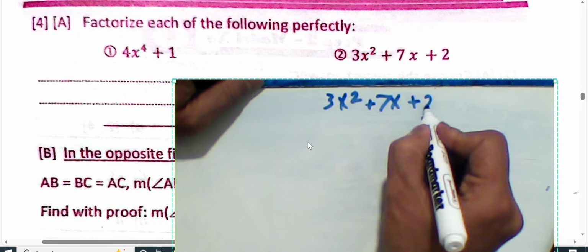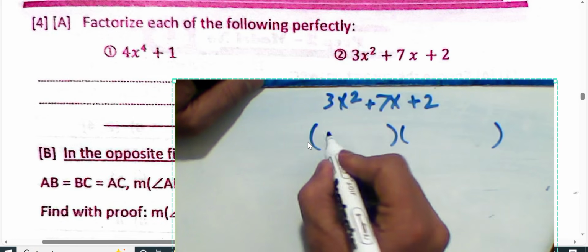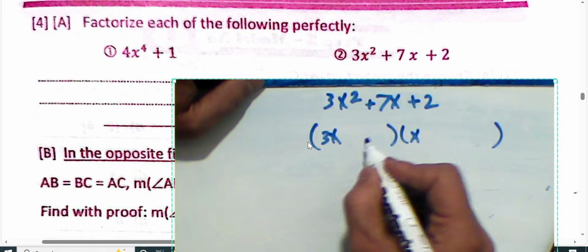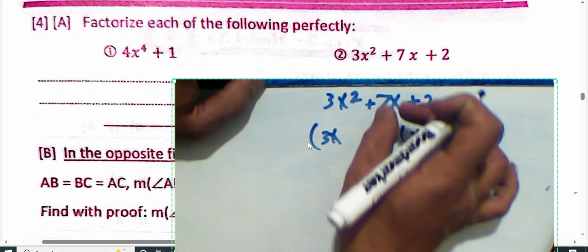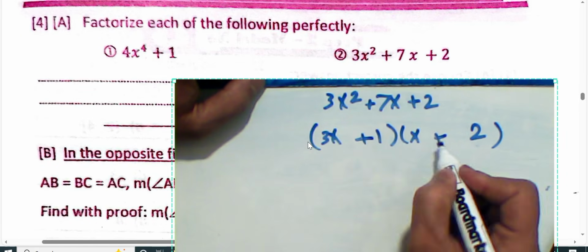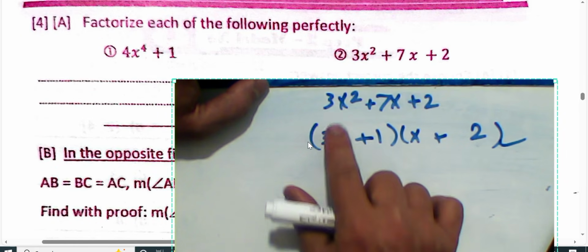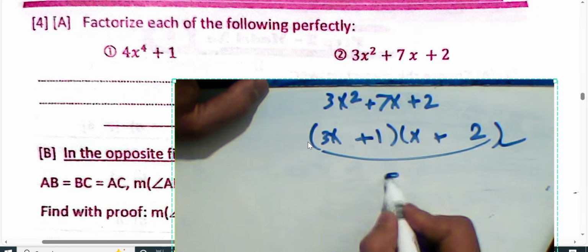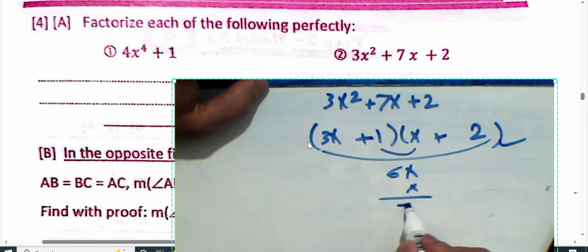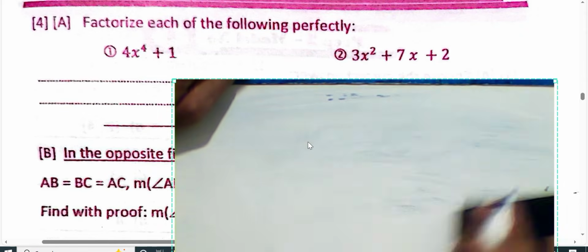3x power 2 plus 7x plus 2. We can factorize in brackets: 3x times x equals 3x power 2. We can write 2 times 1 equals 2, and 2 times 3 is 6. 6 plus 1 equals 7, and the sign here is positive. Okay. Solution: 3x power 2, 3x times x, and 2 equals 1 times 2. 2 times 3 equals 6x, 1 times x equals x. The result will be 7x, the sum of them.